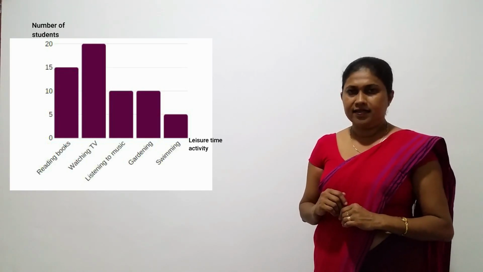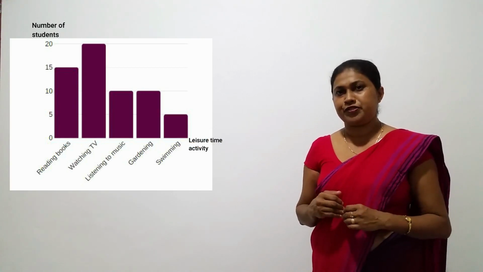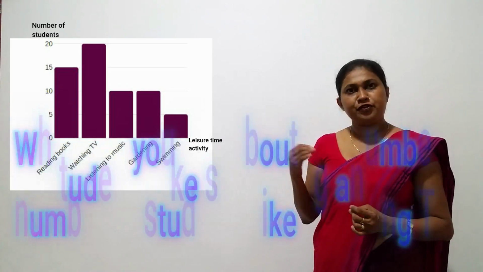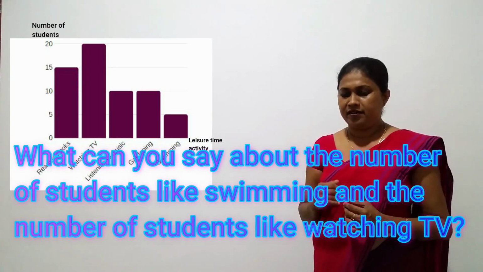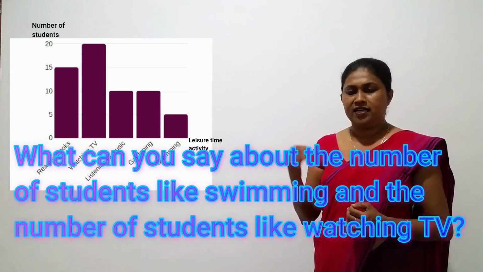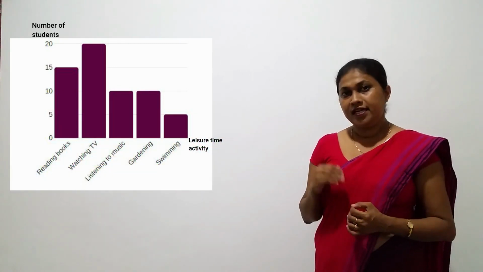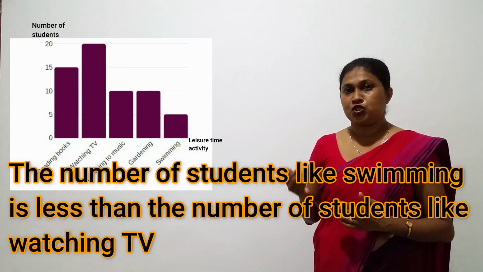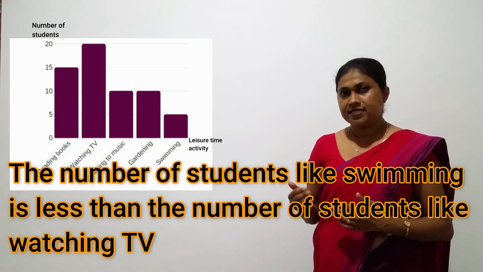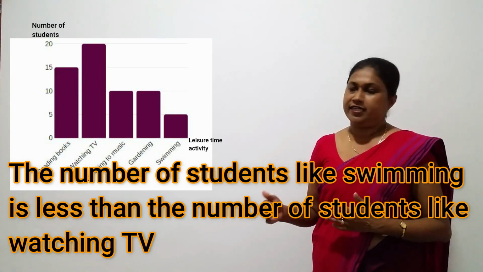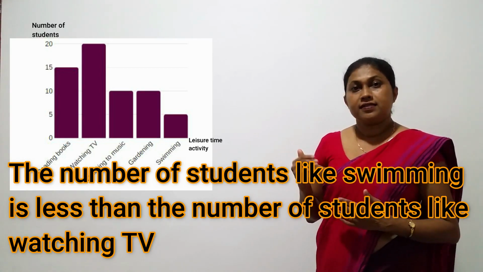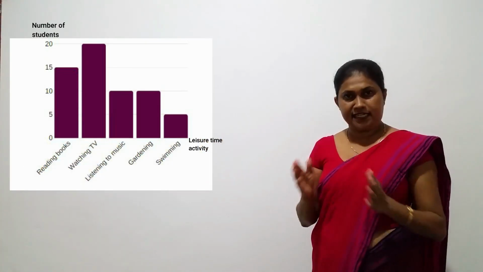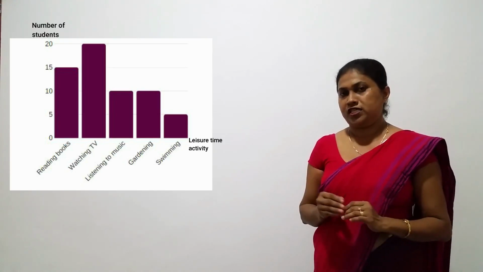Then if I am less than, how do you use that in a sentence? If I ask a question like this, what can you say about the number of students of swimming and watching television? Then you can write a sentence like this. The number of students like swimming is less than, adui is less than the number of students like watching television. Then those sentences you can write for these questions.